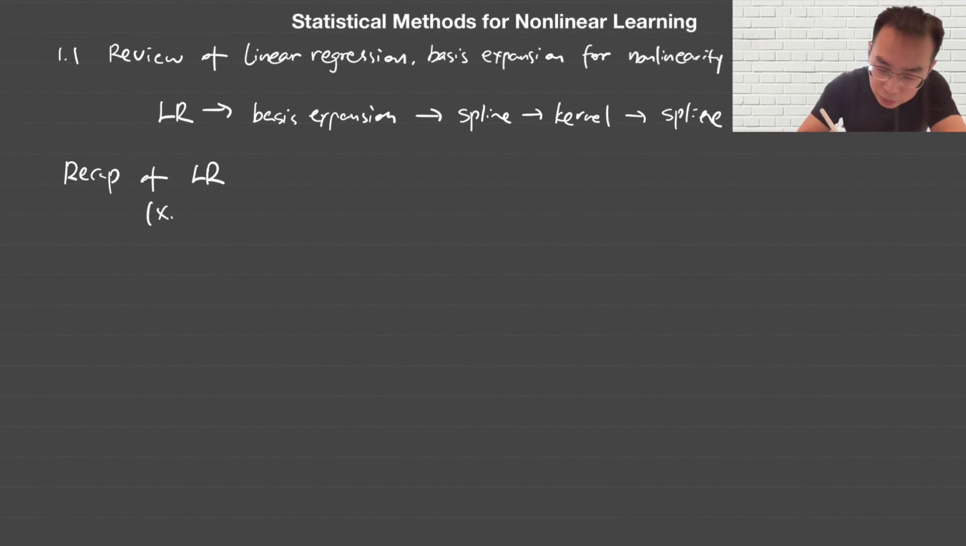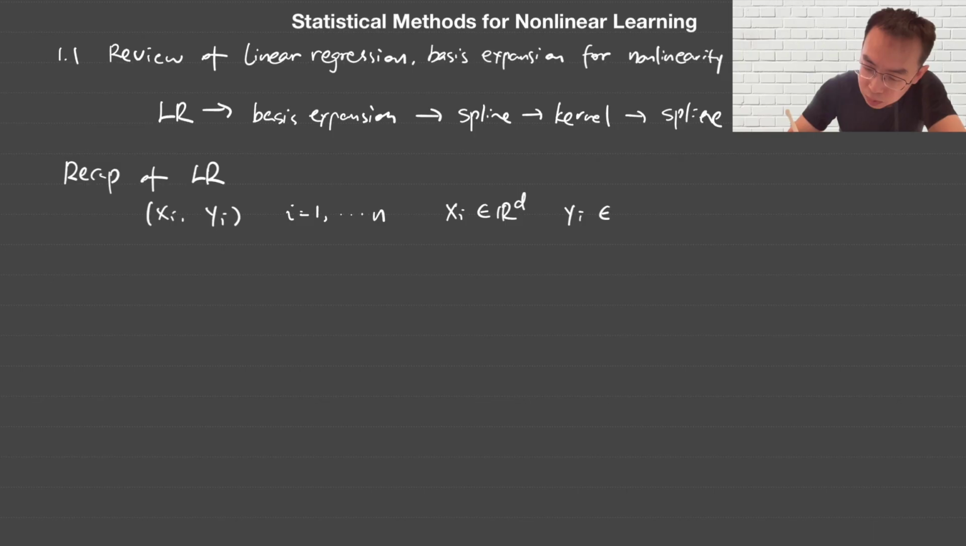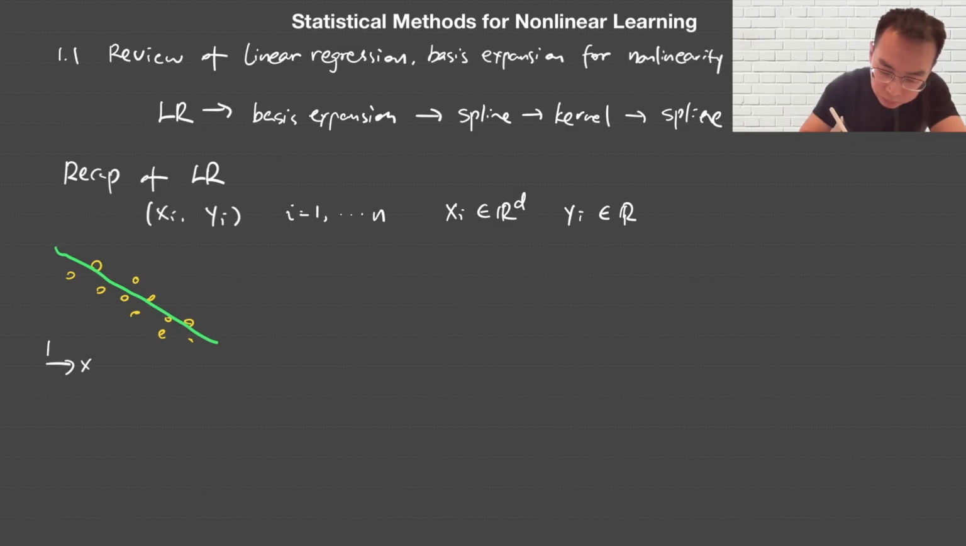We can start with a paired data xi and yi, with i goes from 1 to n. That means there are n data points. Let's say that xi lives in some d-dimensional space, and yi are real numbers. And suppose that our data set looks like this. The goal here is to find the best fitted line to capture the relationship between x and y.